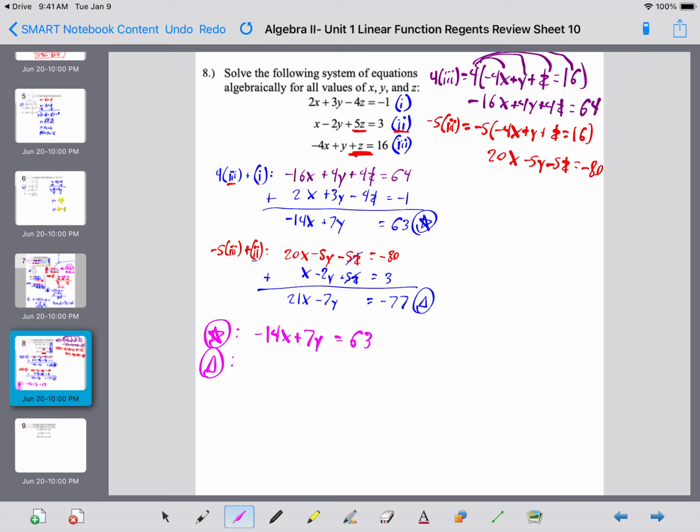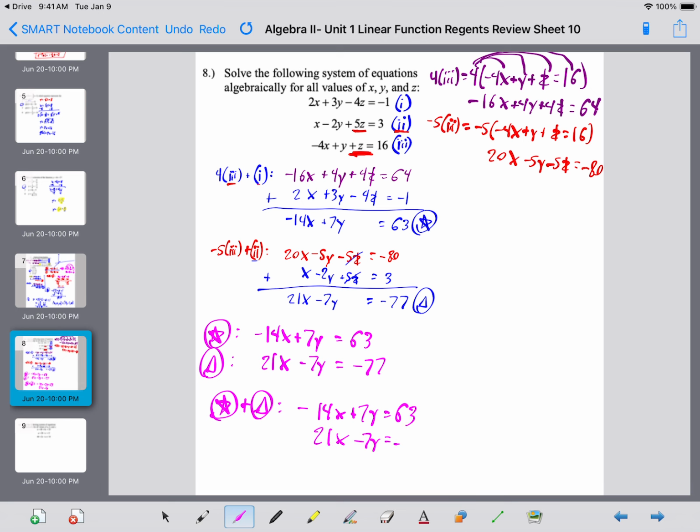Ooh, look, we don't even have to multiply by a scalar factor. It just cancels out. Before I say it, do you see what's going to cancel out? The 7y, because 7y minus 7y. So all you have to do is equation star plus equation triangle. You know, yeah, it's fine. I'll rewrite it. I'm rewriting it for you guys, trying to enforce good habits.